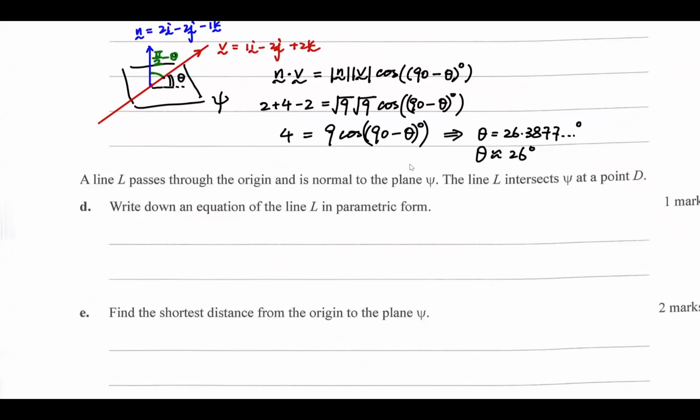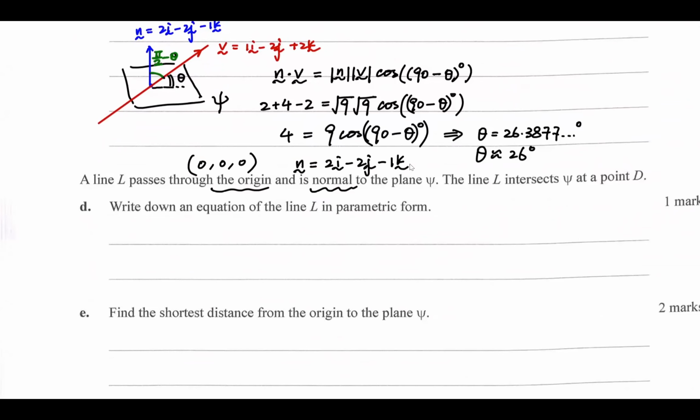A line L passes through the origin and is normal to the plane phi. The line intersects phi at point D. So if it passes through the origin, it will contain 0, 0, 0. If it's perpendicular or normal to the plane phi, we can use the normal vector as its direction vector.